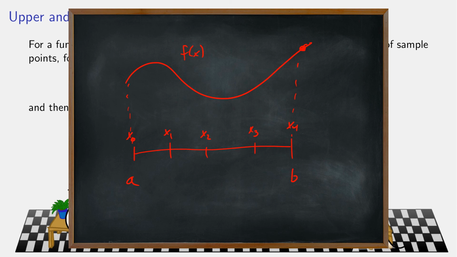Now I'm going to pick some sample points. So let's pick this to be s sub 1. Here's s sub 2. Here's s sub 3. And let's pick the right endpoint as s sub 4. So this height right here is f of s1. Here's f of s2, f of s3, and f of s4, and so forth.